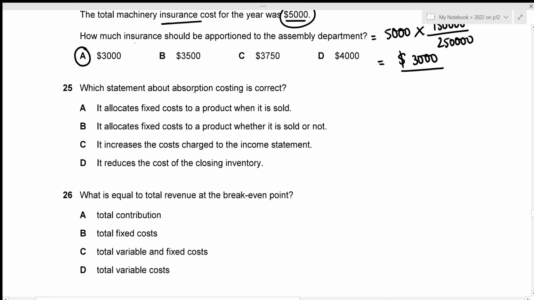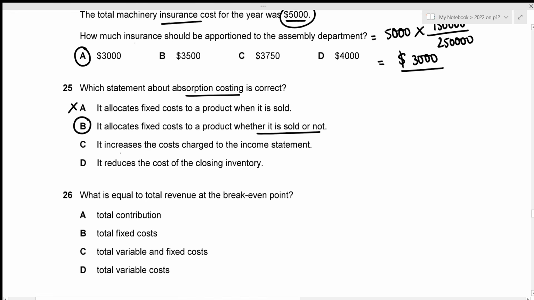Which statement about absorption costing is correct? The first one is it allocates fixed cost to a product when it is sold. So this is actually incorrect because no matter which costing we're utilizing, absorption or marginal, the fixed cost will be added when the product is sold. So this is incorrect. The second one is it allocates fixed cost to a product whether it is sold or not. Now this is correct because under marginal costing, only our variable costs are added to a product when it is not sold. But in case of absorption costing, it also allocates the fixed cost no matter whether the product is sold or not. So our correct answer is going to be B, but let's have a look at the remaining options as well.